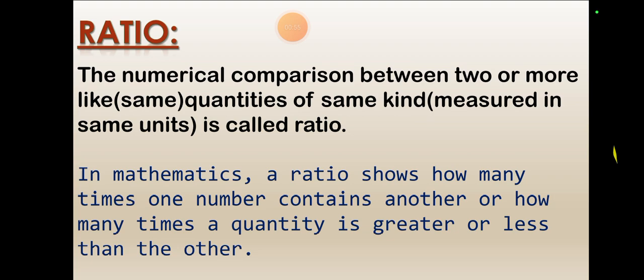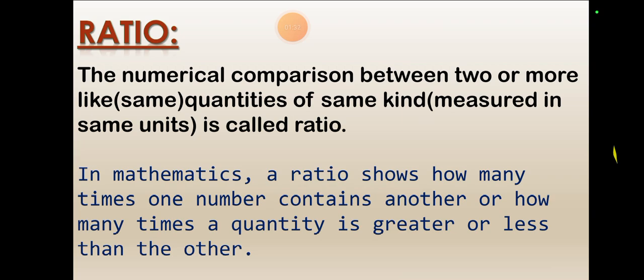First of all, you should know what a ratio is. The numerical comparison between two or more like quantities, of the same kind or measured in the same units, is called a ratio. So if we have to compare some numerical values, we use ratio, for two or more things that are of the same kind. Like if I am measuring someone's height, I cannot compare it with someone's weight, so I have to do that with height. That is how we can define ratio, otherwise ratio cannot be defined.